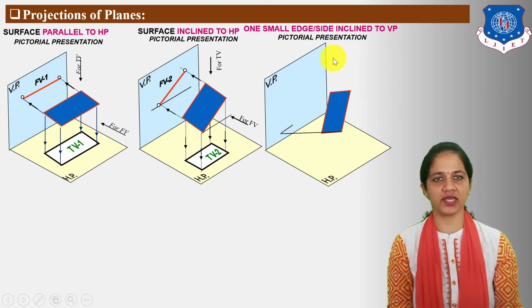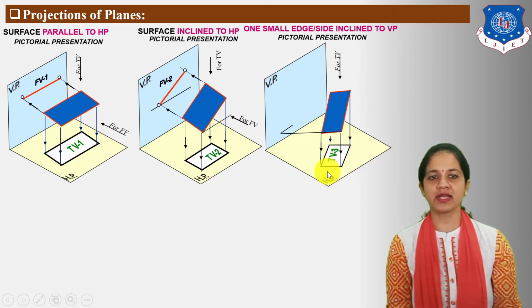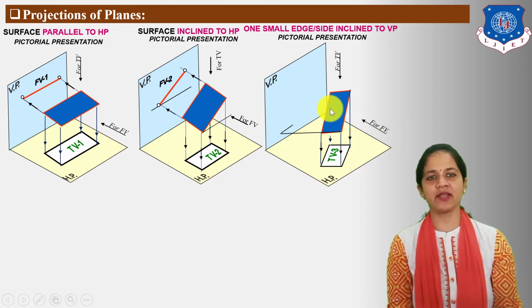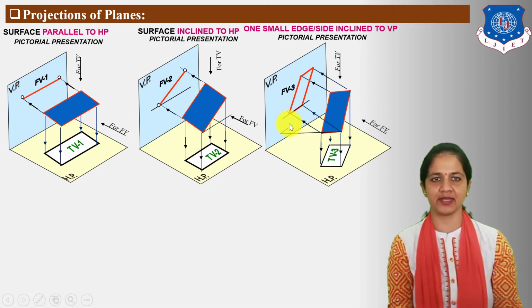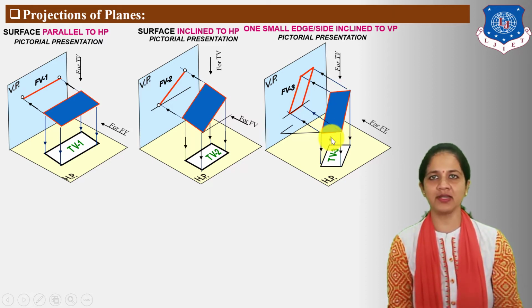When we take projection from the top direction, we will get its top view on the horizontal plane and it is an inclined rectangle, and the shape of this inclined rectangle is the reduced shape of the rectangle. Next, when we take projection from the front direction, we will get its front view on the vertical plane and it is also an inclined rectangle, and the size of this inclined rectangle is the reduced size of the given rectangle.